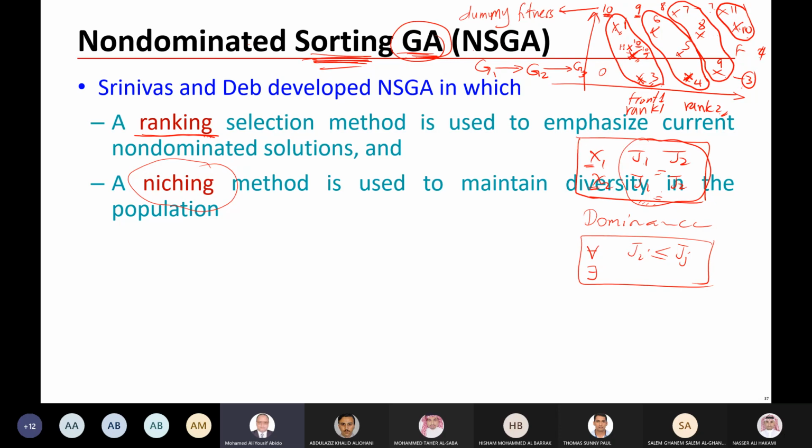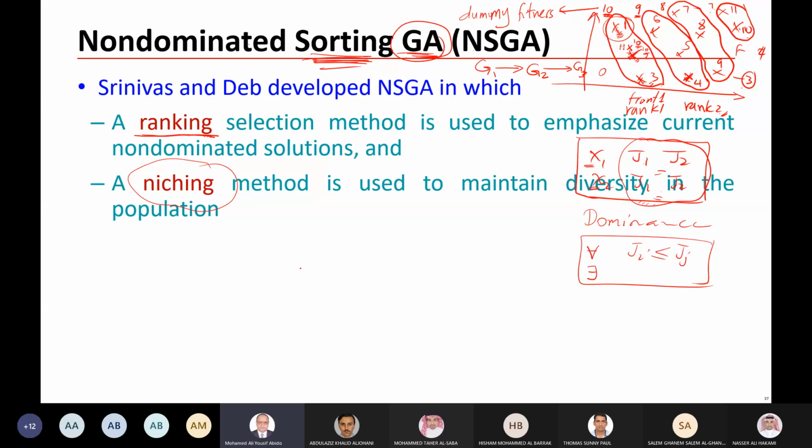So when I compare between this and this, when it comes to the selection, and I find these solutions are selected randomly, which one is better, I will select this one. Then the fitness here will be degraded. Why degraded? This area is crowded. We have so many solutions. In order to keep the diversity, we will take this solution. So the niching method is used to maintain the diversity in the population.